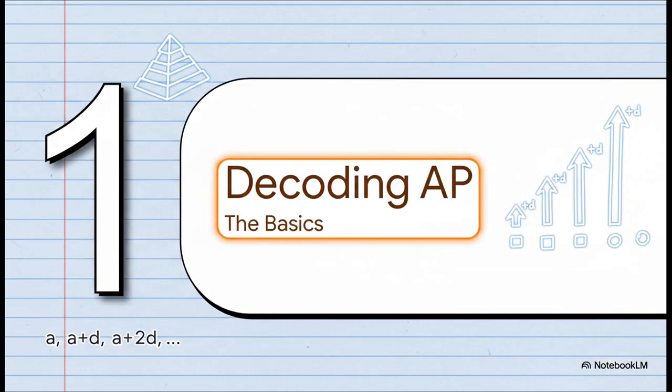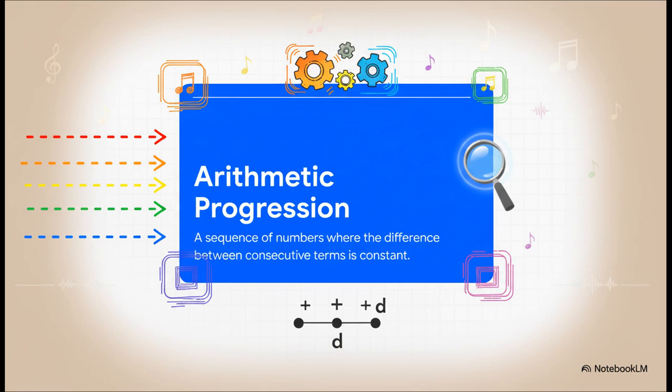All right, Section 1, Decoding Arithmetic Progression. Let's look at the basics. When you strip away all the complicated math jargon, an arithmetic progression, or AP as we'll call it, is just a predictable, constant pattern that repeats. It's simply a sequence of numbers where the jump from one number to the next is always exactly the same. There are no surprises, no sudden giant leaps, just reliable, constant steps.